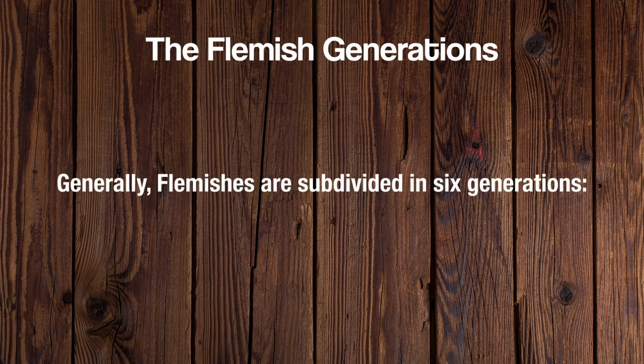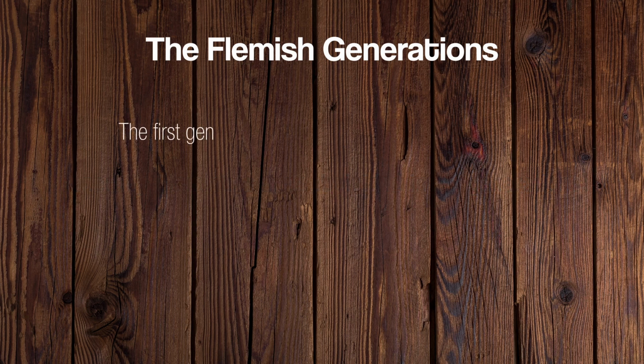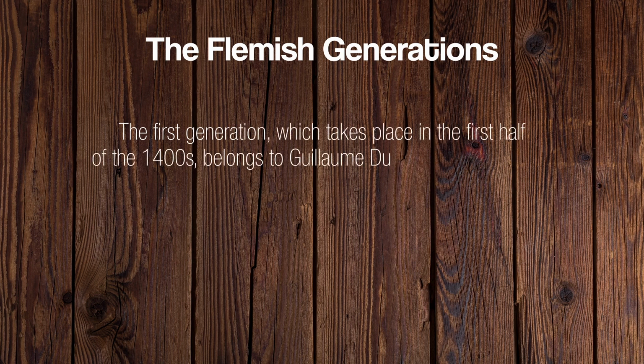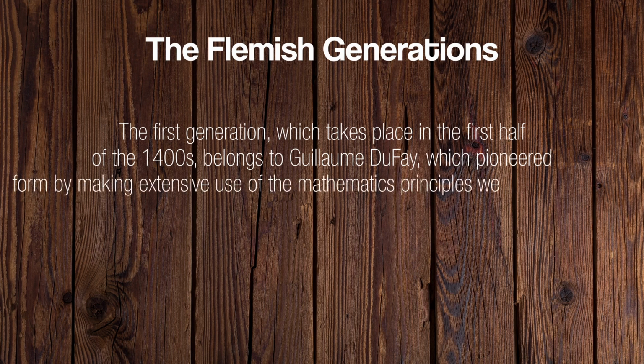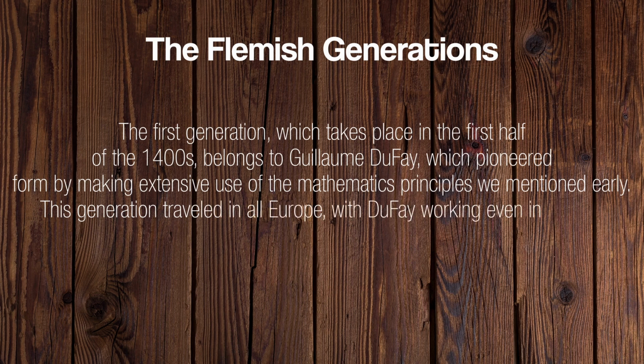Generally, the Flemish composers are subdivided in 6 generations. The first generation, which takes place in the first half of the 1400s, belongs to Guillaume Dufay, who pioneered form by making extensive use of the mathematical principles we mentioned earlier. This generation traveled all over Europe, with Dufay working even in Rimini, Italy, near where I live.